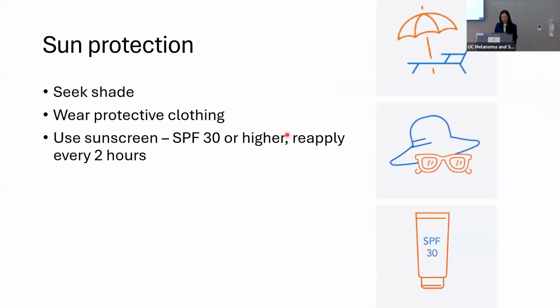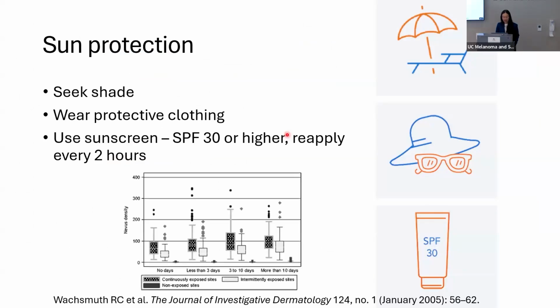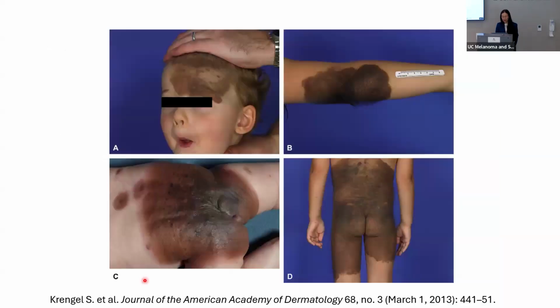So again, sun protection to avoid mutagens. And then this graph here is just to show that there was a study that looked at sun exposure and the number of nevi, and the more sun exposure you have as a child, the more nevi you will have as an adult. And these are risk factors for developing melanoma.